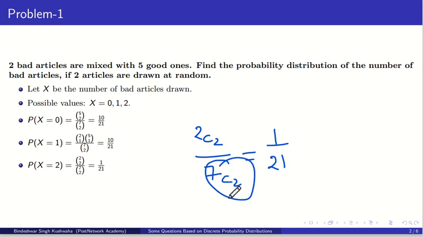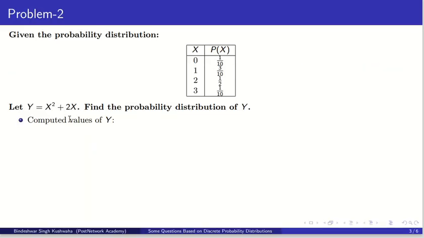Now let us see another example. Given the probability distribution of X, for the value of X equal to 0, the probability is 1 upon 10, for 1 it is 3 upon 10, for 2 it is 1 upon 2, and for 3 it is 1 upon 10.